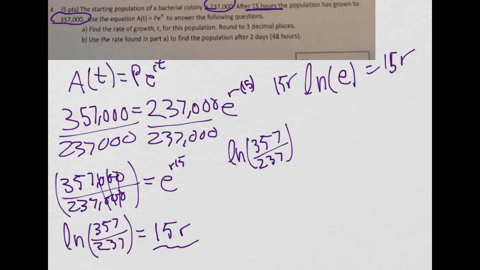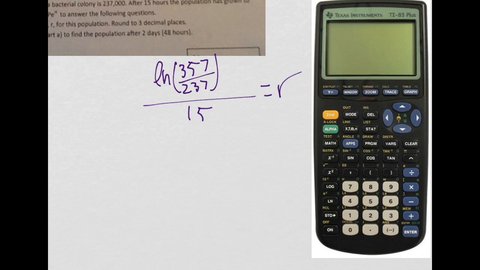That entire thing divided by 15 equals r. Notice that 15 is not in the fraction inside that natural log. You find that number, the natural log of 357 over 237, then you divide that by 15. So on our calculator, it's going to look like this.